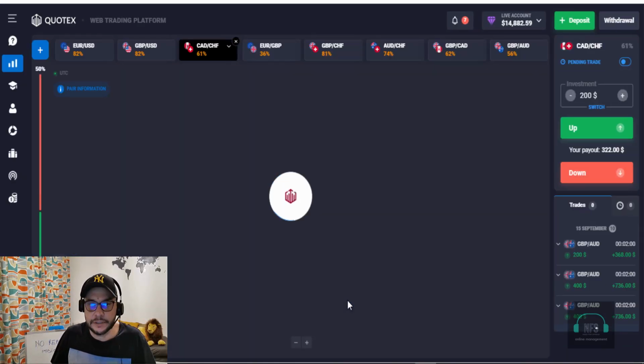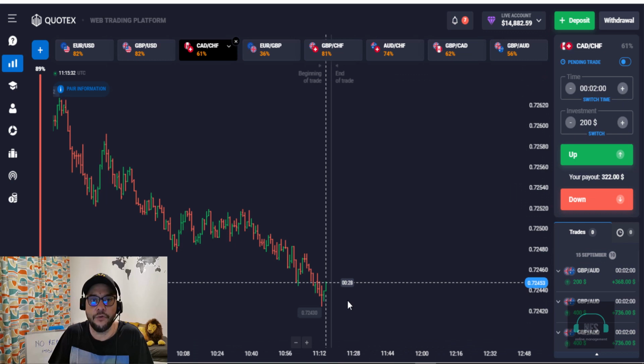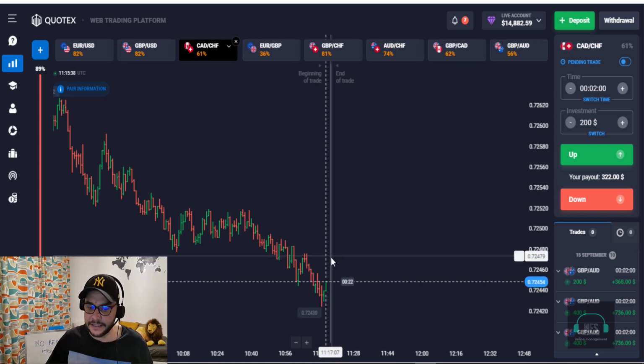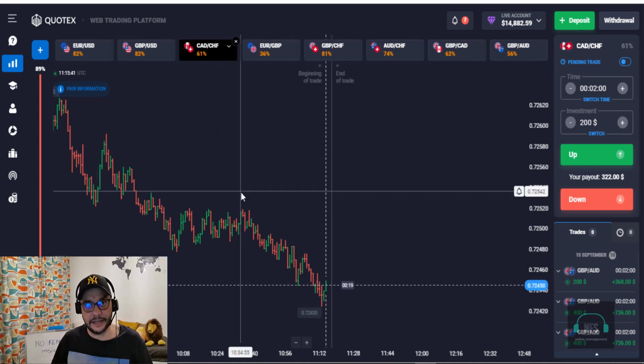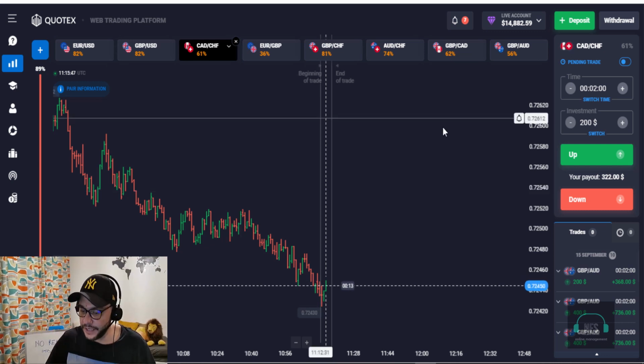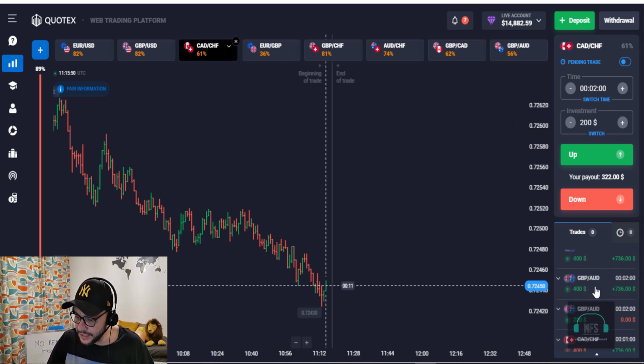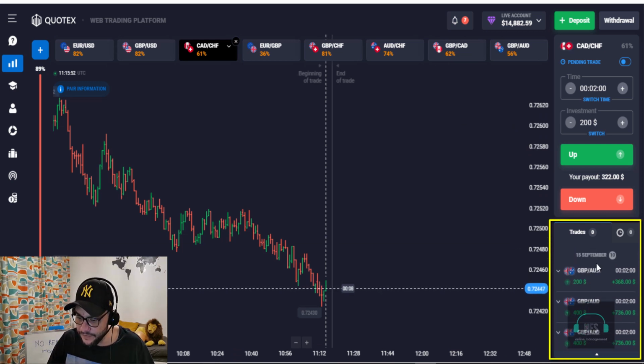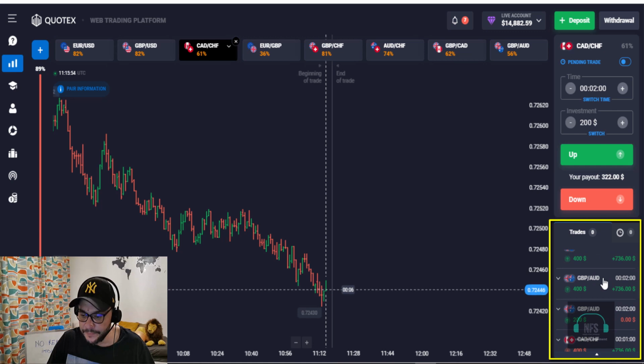I'm using Quotex because I've been with them for more than one year and never had problems with withdrawals and so on. This is a web trading platform and it's working like a charm, but this is your choice. You are doing whatever you want. And these are a few trades that I placed yesterday on 15 September, as you can see here.